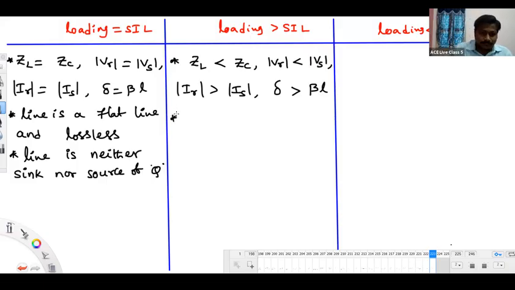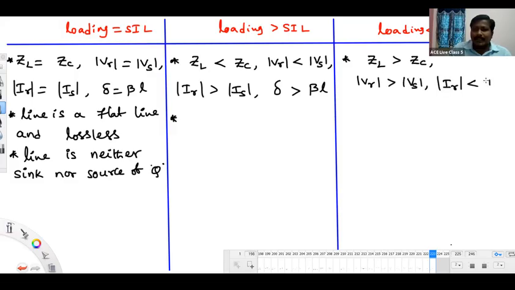Okay, next thing. Think about this also quickly. ZL greater than ZC case: the receiving end voltage will be greater compared to sending end voltage value. Receiving end current will be less compared to sending end current value. And delta will be less than beta L. Once you complete this, please let me know, raise your hands, and I will proceed with the next terms.